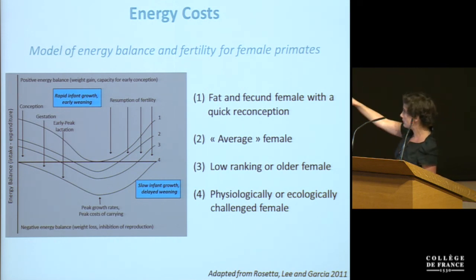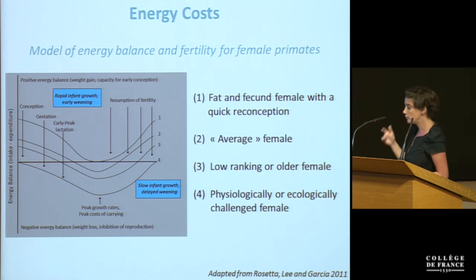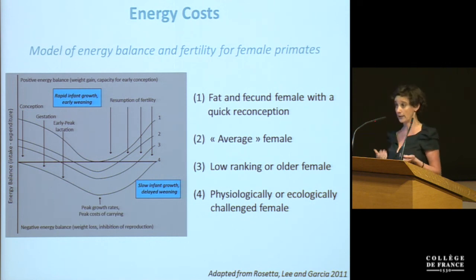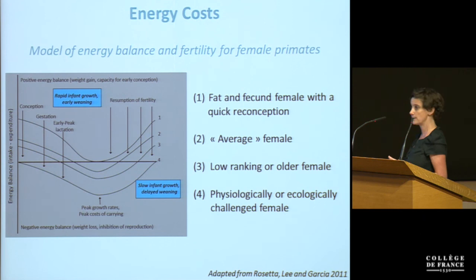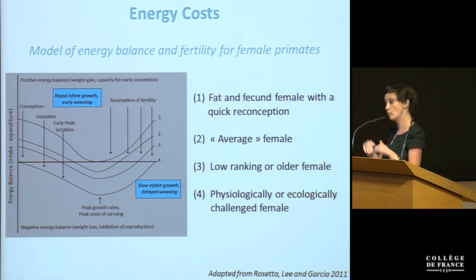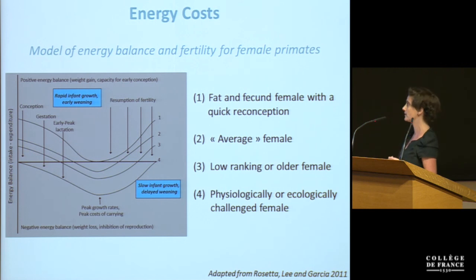In this case, you see 4 lines, and these 4 lines suggest different modes of response. For example, line 1 could be a large dominant female who is able to conserve energy and therefore has a very rapid return to cycling. The second line could be an average female who either increases intake or reduces activity to enhance energy balance and has a regular return to cycling. The third line could be a low-ranking or older female who needs a very long time to move from a negative to a positive energy balance and therefore has a late resumption of cycling. And the fourth line could be a female who is physiologically or ecologically challenged and is then in big difficulties to endure the cost of lactation and to resume cycling.